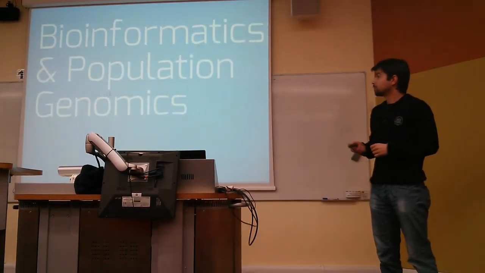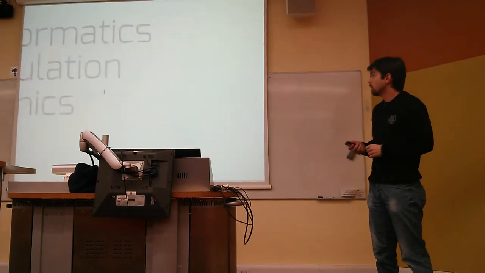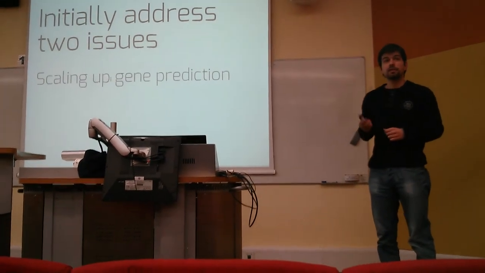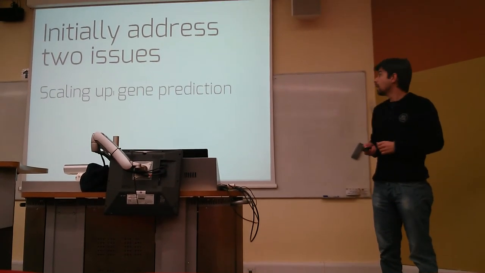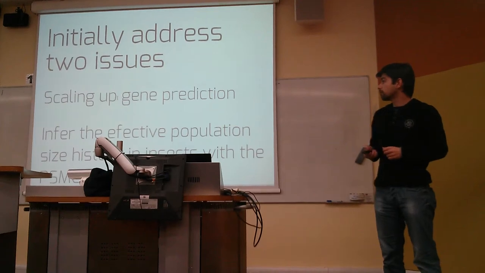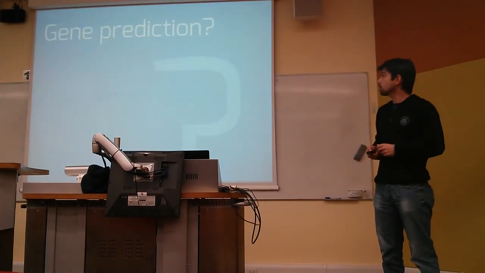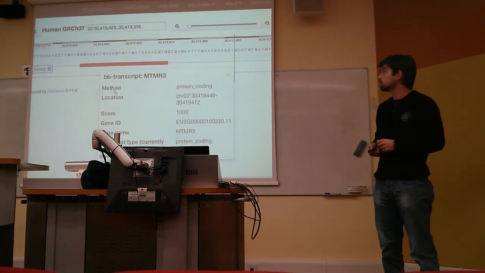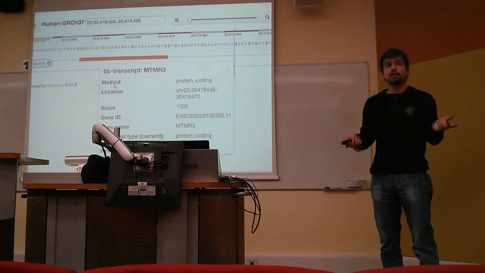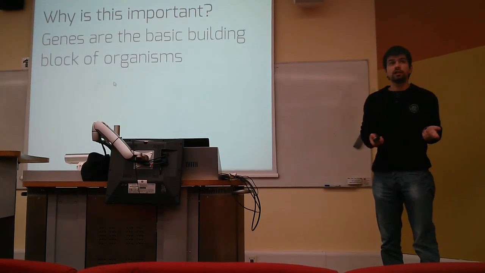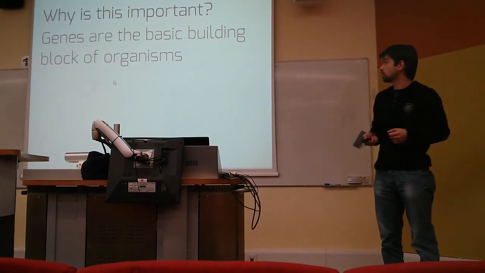I'm interested in bioinformatics and population genomics, and I'm trying to address two issues. One of them is scaling up gene prediction, and the other is to infer the effective population size history in insects. So gene prediction is a method to find in your sequence where the genes are, and it is important because genes are the basic building block of organisms.